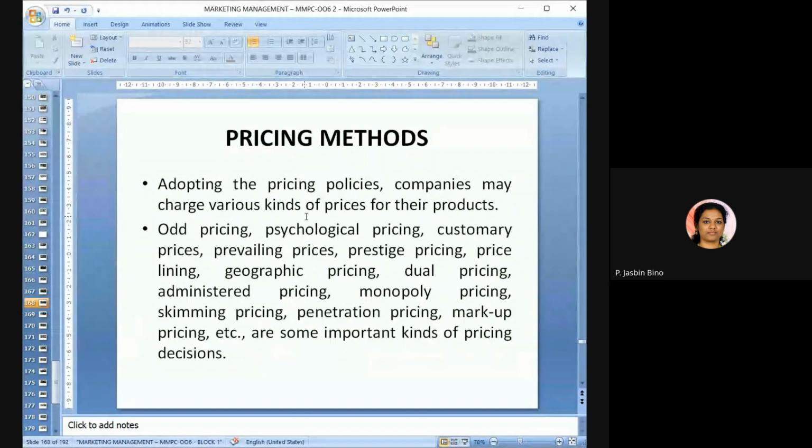So there are different pricing methods adopted. First one is odd pricing, psychological pricing, customary pricing, prevailing pricing, prestige pricing, geographical pricing, dual pricing, administered pricing, monopoly pricing, skimming pricing, penetration pricing, markup pricing, and other types of pricing also. So there are different pricing methods or different kinds of pricing decisions available.